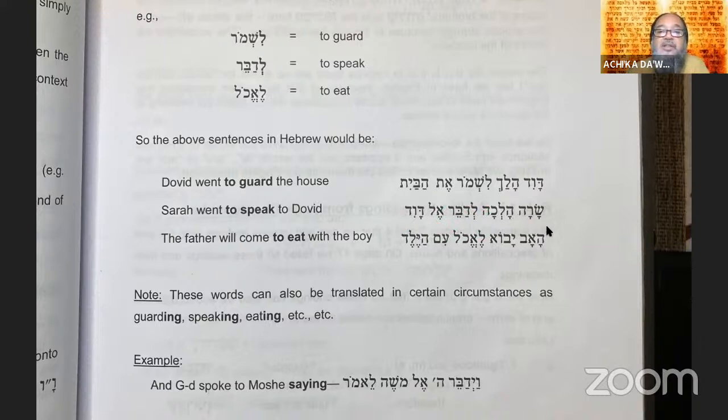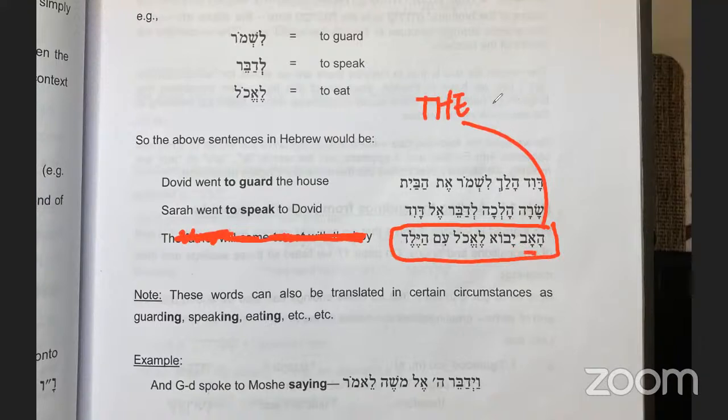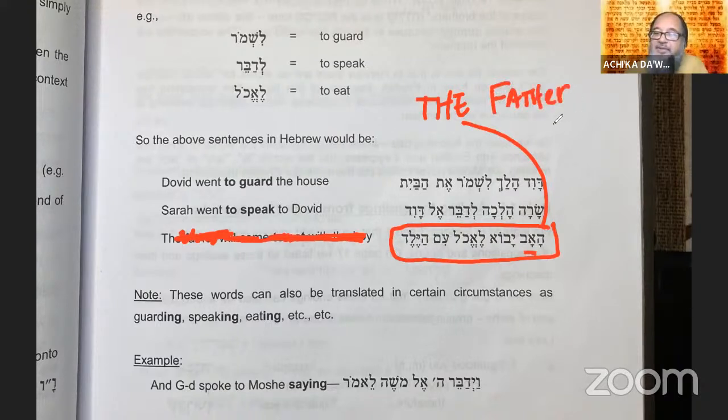Somebody tell me, without looking over here, what's this first hey mean? The. There's a word called of right here. What is that? Father. There you go. Don't you feel like you're on Family Feud?